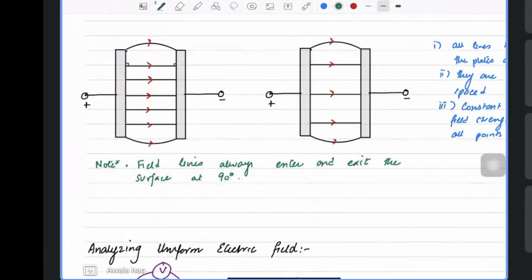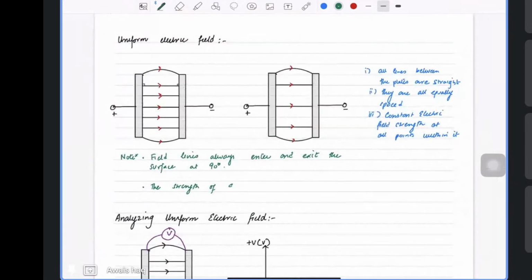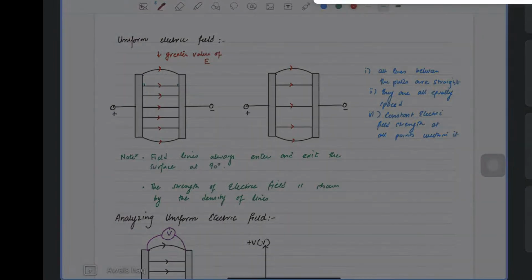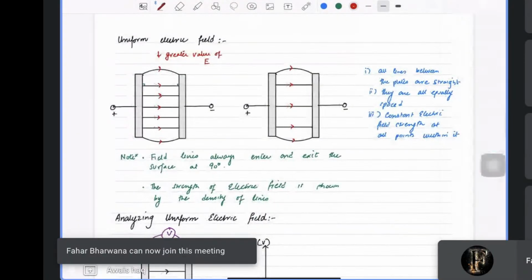The other thing you should remember is that the strength of electric field is shown by the density of lines, which means that obviously this diagram has a greater value of E. The reason is that the lines are close, so the electric field strength would be higher. Is it clear, everyone? Okay.